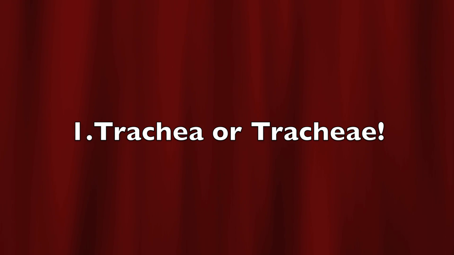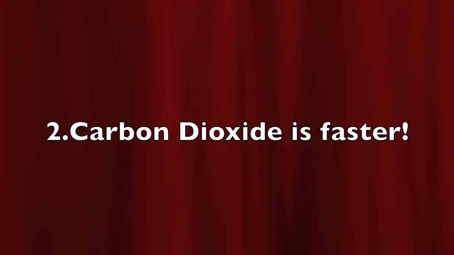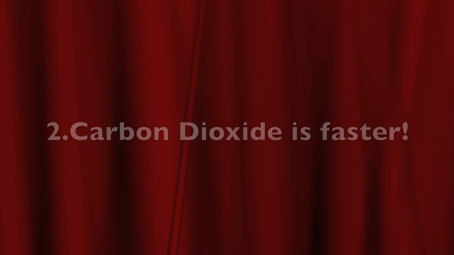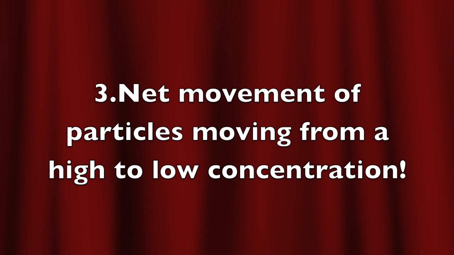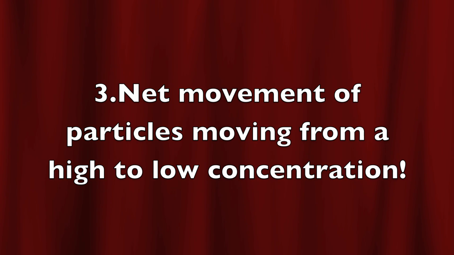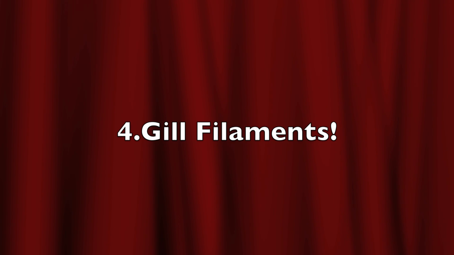The answers are trachea or tracheae. CO2 diffuses faster in air. So diffusion is the net movement of particles from an area of higher concentration to an area of a lower concentration. Gill filaments.